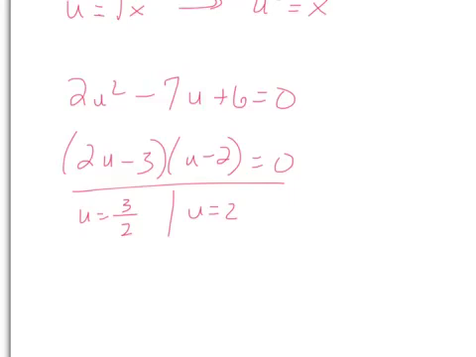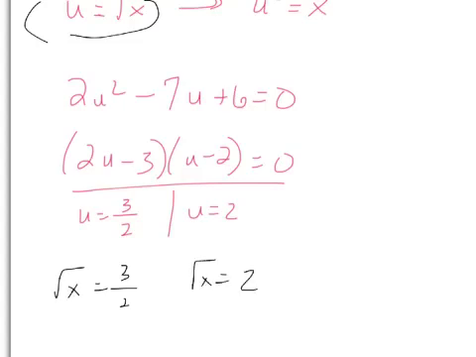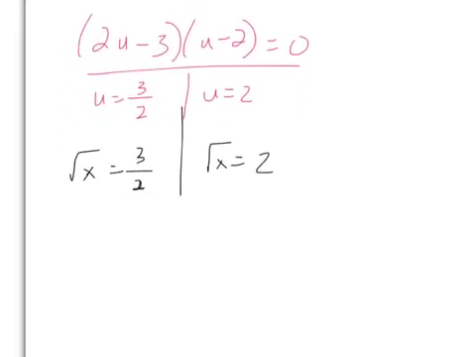And since u is defined as radical x from up here, we can go ahead and set this 3 halves equal to radical x, and set this value of 2 equal to radical x. Again, those are our definitions of u. How to get rid of a radical? Let's square both sides. We're going to get x equals 9 over 4, or x equals 4.